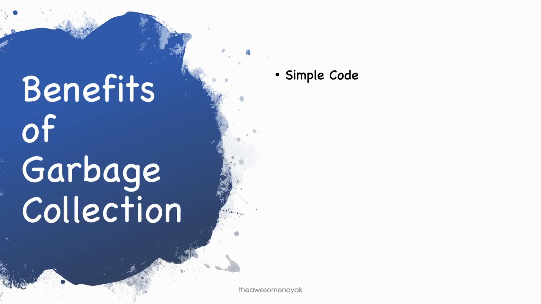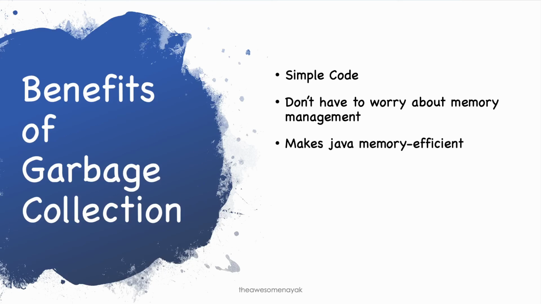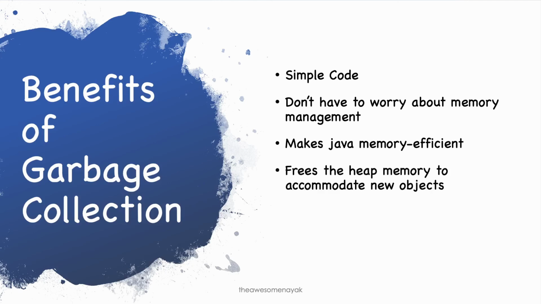Garbage collection makes your code simple. You no longer have to worry about proper memory assignment and release cycles. You just stop using an object in your code and the memory it is using will be automatically reclaimed at some point of time. Programmers working in languages without garbage collection like C and C++ must implement manual memory management in their code. It makes Java memory efficient because the garbage collector removes the unreferenced objects from heap memory. This frees the heap memory to accommodate new objects.